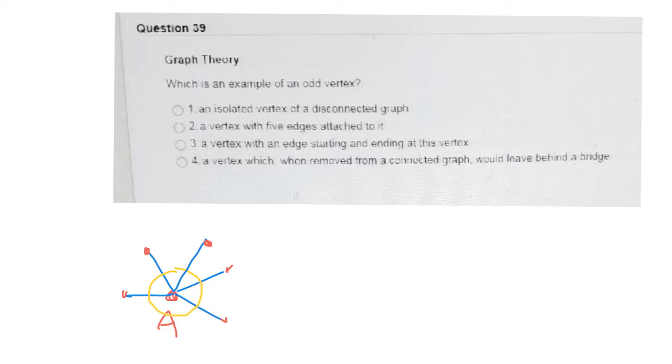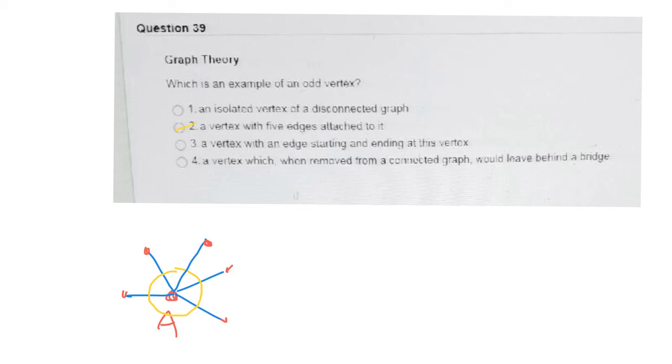Which is an example of an odd vertex? An isolated vertex of a disconnected graph? No. I guess that vertex would have 0, right? Because it doesn't have any edges coming out of it. Basically what that means is you've got a graph like this, and then you've got some isolated vertex over there. And basically what they're saying in answer choice number 1 is, is that an odd vertex? And the answer is no, because there's no edges coming out of that thing. Okay. Answer choice number 2, a vertex has 5 edges attached to it. Yes, ding, ding, ding. That is most definitely one of the answers, at least.